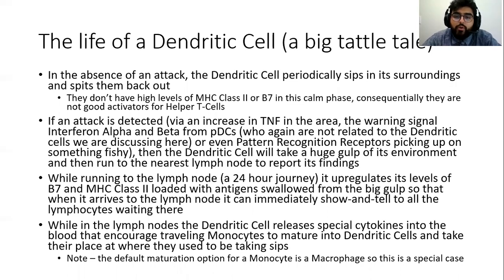And so this is a 24-hour journey. The dendritic cell is going to run or swim, I guess, to a lymph node, and as it's doing so, it's going to prepare itself to present its findings, and it does that by upregulating the level of MHC Class II, which, as we established, is going to display these exogenously acquired antigens, as well as B7, which is a co-stimulatory needed for the T cell CD28. So it's getting ready to present while on the way.